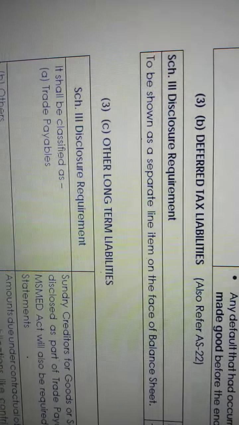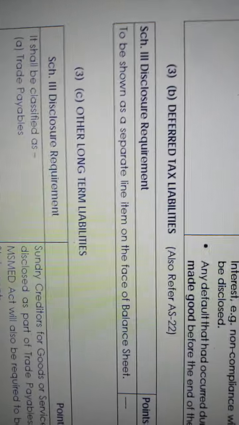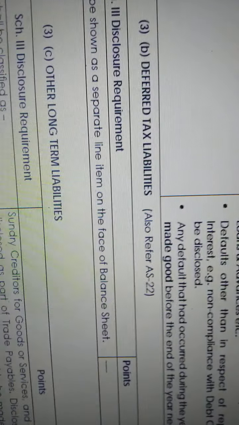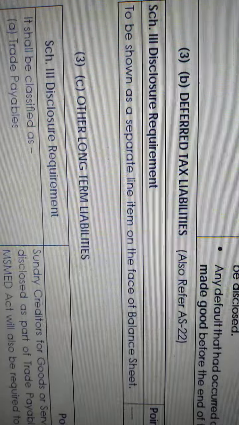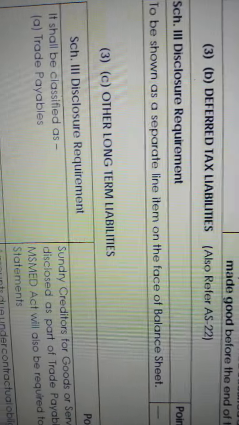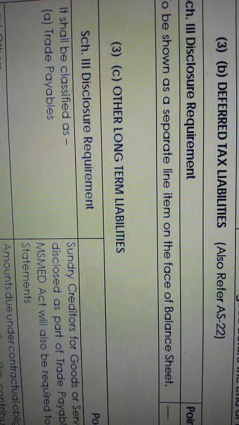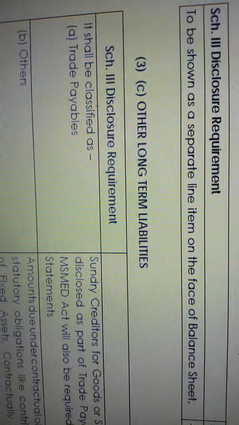So for your level, this is enough because AS 22 is not included in your intermediate. So we need not worry much about this area. Okay. Deferred tax liability or asset arises due to timing difference between the two Acts, Companies Act and Income Tax Act. Okay.